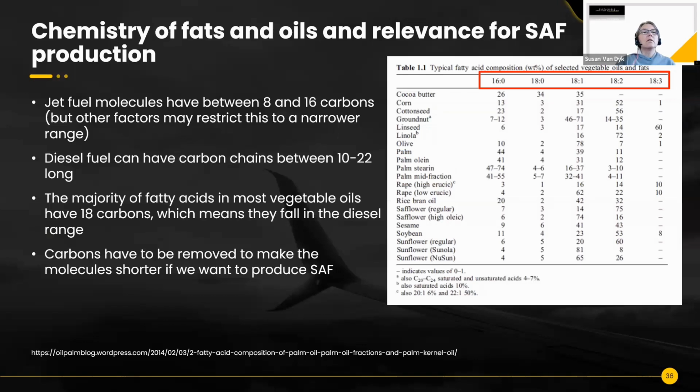I think I mentioned already that, for jet fuel molecules, you need between 8 and 16 carbons in your molecule. But when you look here at different types of oil feedstocks, you will see 16 carbons, 18 carbons. And so the majority of these feedstocks have carbon chains of 18. There's a few where the majority falls around 16. So basically, the majority of the fatty acids in these vegetable oils have 18 carbons, which means they fall outside the range for jet fuel. And so if you want to make jet fuel from these fatty acids, you need to reduce the number of carbons so that you can get more SAF. I'm going to explain that in a minute.